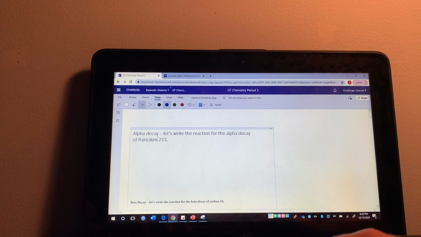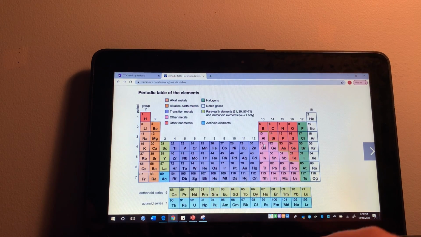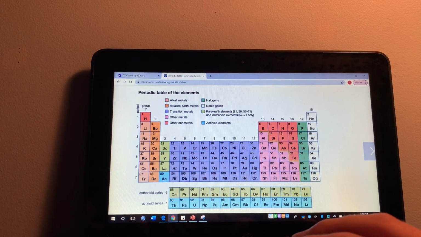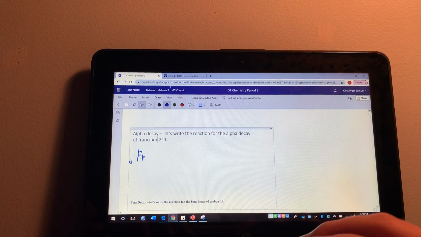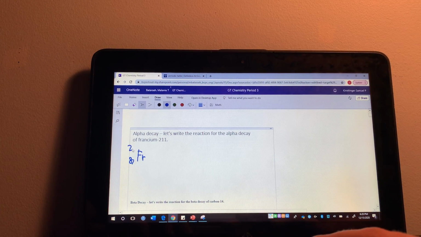So francium-211 is Fr, I think francium is 87 protons. 87, and it says 211 up there. Then it decays, so we draw our arrow, decay, and then we know we take away helium-4, with 4 mass and 2 protons.